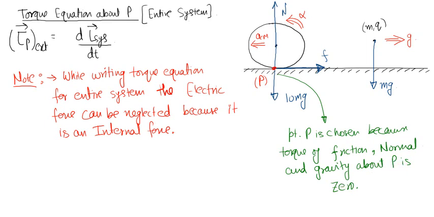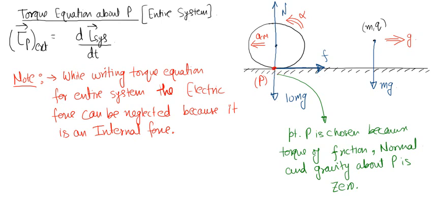So three of the forces, which is 10 mg, the gravitational force on this disk, the normal reaction, and this frictional force, all pass through this point P. So this is a special point P about which writing the torque equation will be very easy. Why? Because the torque of all these 3 forces will be equal to 0.